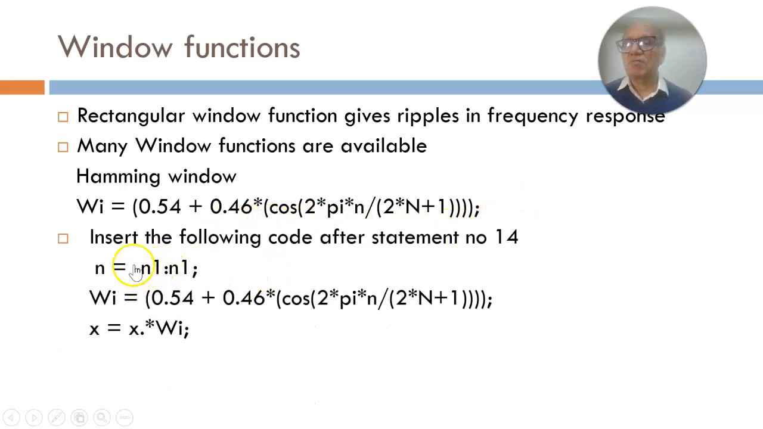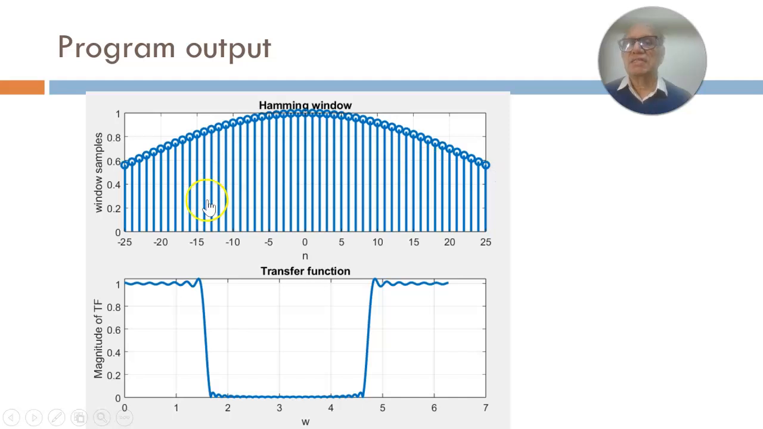And so what you have to do is to insert the following code after statement number 14. n equal to minus n1 colon n1, then calculate wi, and now multiply x with this wi. This modification you have to do, and then you will be able to plot the transfer function magnitude response using the window, and you will find that your ripples are much less. Of course, you will have to add code to plot omega versus n, so that will give you the window function also.